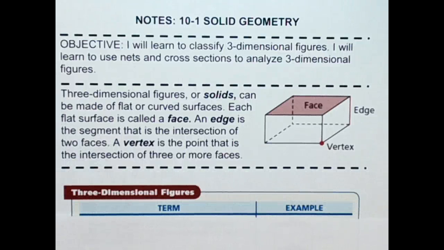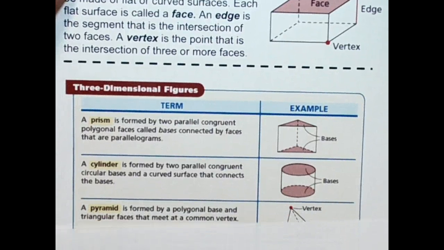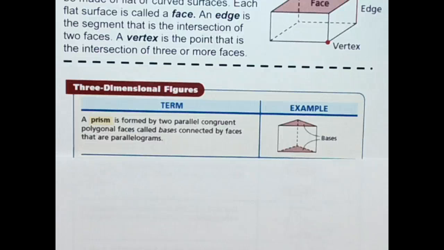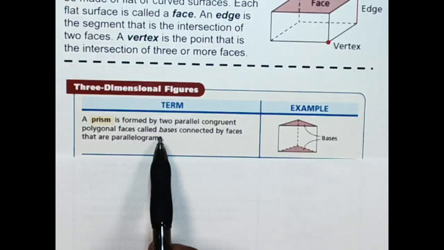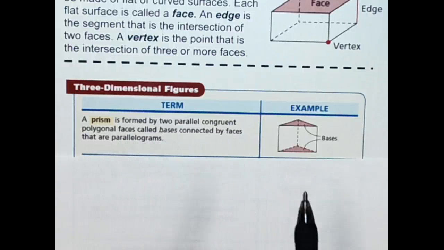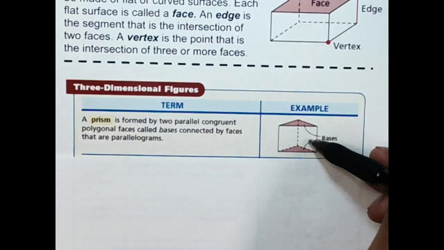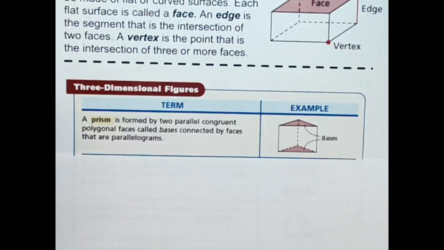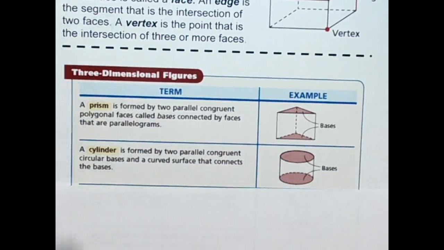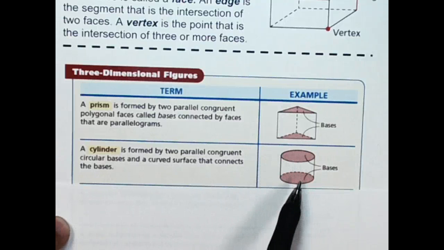All right, and then we need to define some of these different types of three-dimensional figures. We'll start with the first one, which is a prism. A prism is formed by two parallel congruent polygonal faces called bases, connected by faces that are parallelograms. The bases are the two that are parallel to each other, and everything else is going to be some form of parallelogram or rectangle. A cylinder is a shape made up of two circles that are parallel, and then the surface that connects them is curved.